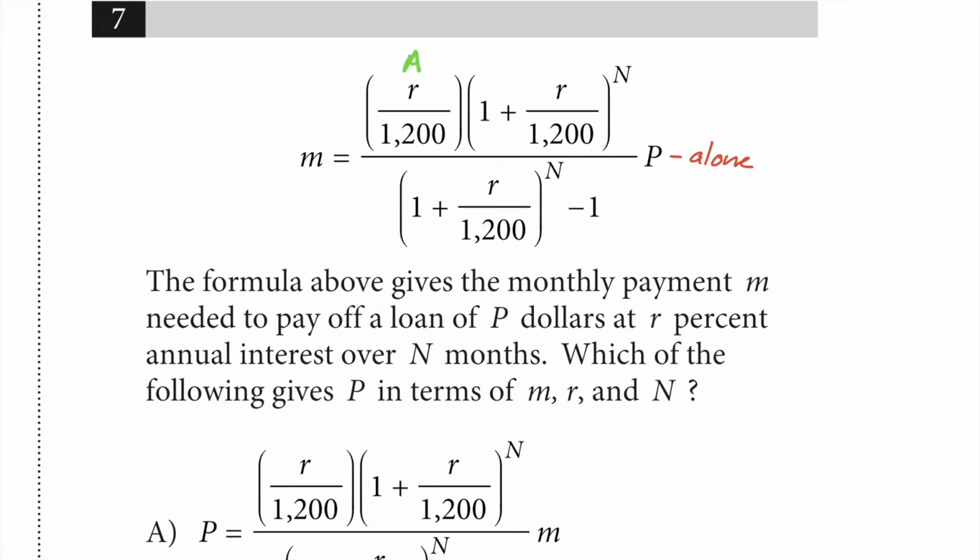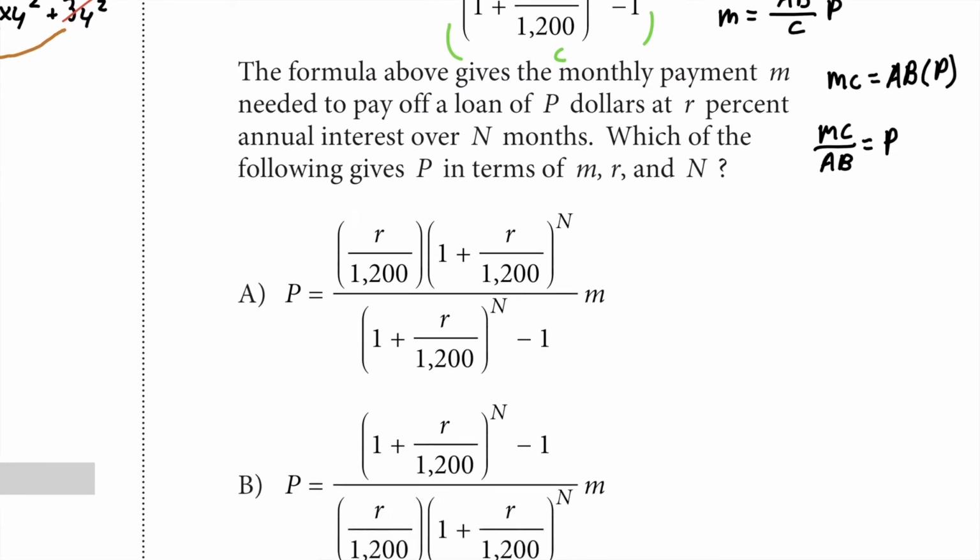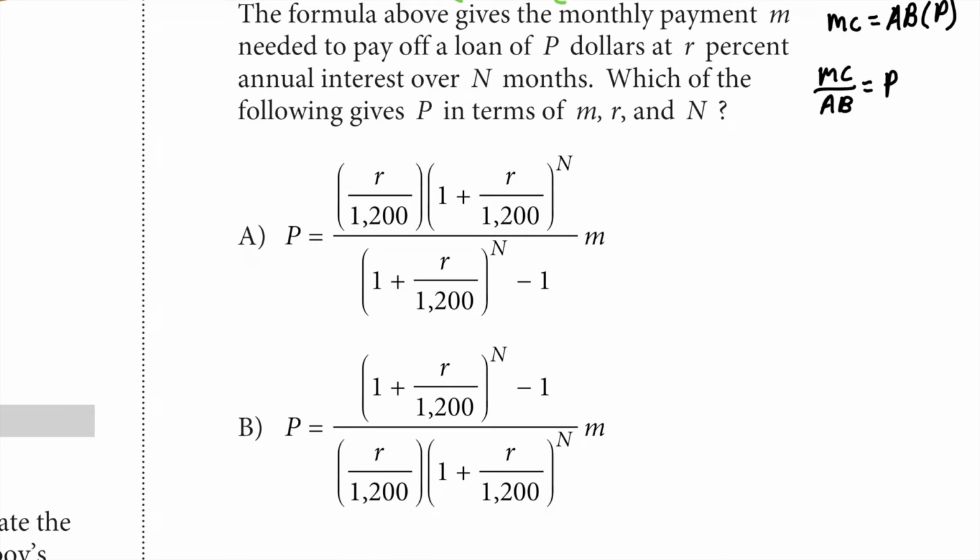So we're going to call this quantity A, this quantity B, and this quantity C. So if we rewrite this, we have M equals AB over C times P. If we want to get P alone, then we have to multiply both sides by C, so we get MC equals AB times P. Now to get P all by itself, we divide by AB, so we get MC divided by AB equals P. And so now we want to see which of the following answers gives us P in the terms that we described, MC divided by AB.